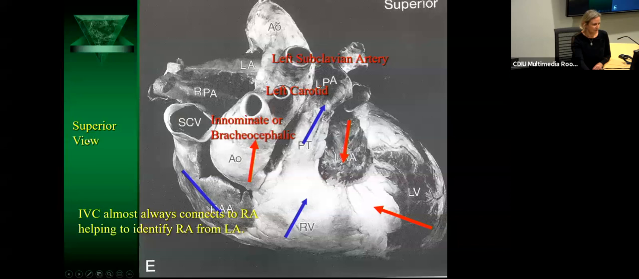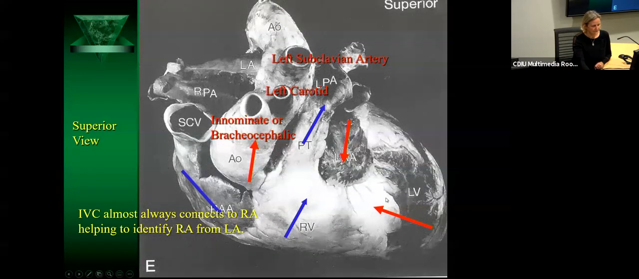This is just looking at a superior view. We can see the superior vena cava coming down into the right atrium. There's the right ventricle, and we have the pulmonary artery. We have the left atrium, the left ventricle, and we see the aorta coming around here and the descending aorta going down. Normally the descending aorta goes around the heart to the left, but sometimes people have a rightward descending aorta.